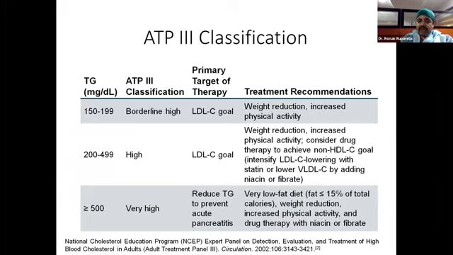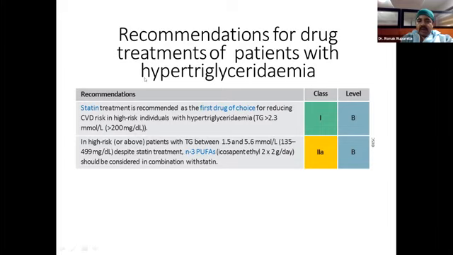For hypertriglyceridemia, in short, this is the old guideline, which is the ATP3 classification. A triglyceride level of 150 to 200 is considered borderline high, 200 to 500 is considered high, and more than 500 is considered very high. So what the guidelines say is, statin treatment is recommended as the first drug of choice to reduce triglyceride levels when it is more than 200 milligram per deciliter. And if it is not controlled, or if triglyceride is beyond 500, then addition of omega-3 PUFA should be done, that is eicosapentaenoic acid.